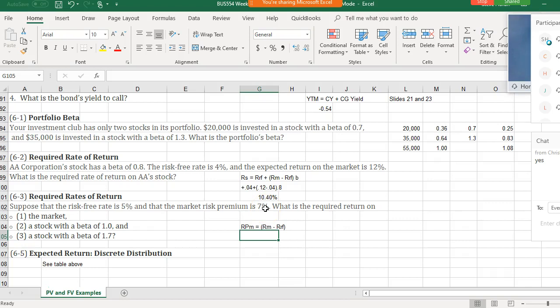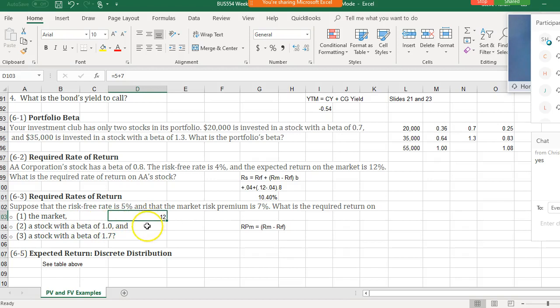So with that information, I can go ahead and plug in my numbers and come up with the market return. Well, that's pretty simple. It's the 5 plus the 7, so the 5 plus the 7 is the return on the market. Plus 5 plus 7 is 12%, and that's what the number 1 is.